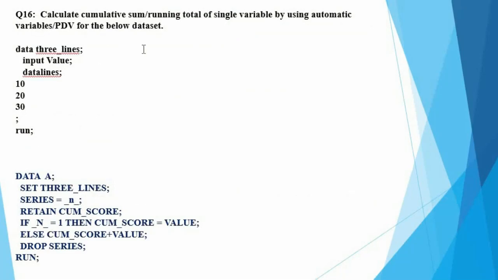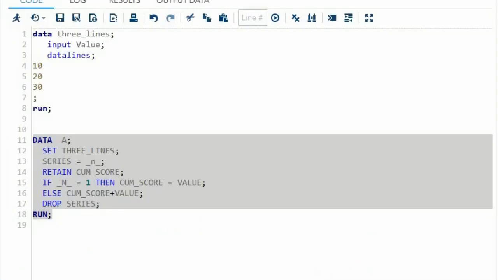Now the next question is to calculate the cumulative sum, meaning the running total, for a single variable by using the automatic variables of the PDV for the below data set. So this is my data set. I am getting 10 in the first observation, second 20 and 30. I just want to calculate the cumulative sum. Like the first observation it will be 10, for the next it will be 30 and for the last observation it will be 60. How can we calculate it? So we have to use the serial and retain statement for that. Let me explain you through the program.